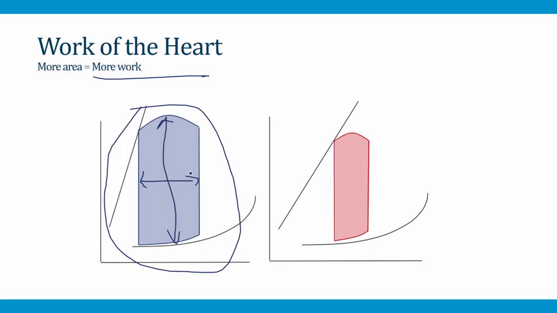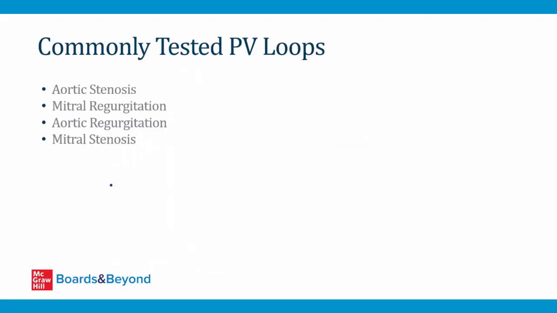So ventricles that accommodate more volume and generate more pressure require more work. And so you can tell something about the work of the heart just by looking at the size of the pressure volume loop. I'll finish this module by showing you a couple of valvular disease states. These are sometimes shown on board exams, so for the rest of this video we'll see an example of what each of them looks like so you can recognize it.